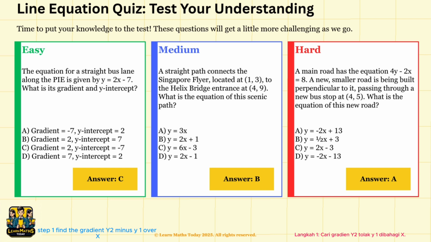For the medium question, connecting the Singapore Flyer 1, 3 to the Helix Bridge 4, 9. Step 1. Find the gradient. y2 minus y1 over x2 minus x1 gives us 9 minus 3 all over 4 minus 1. That's 6 over 3. So the gradient m is 2.